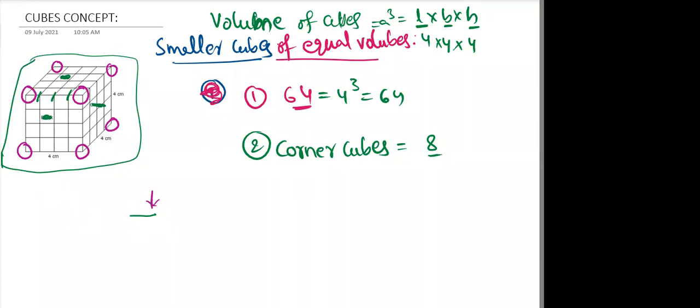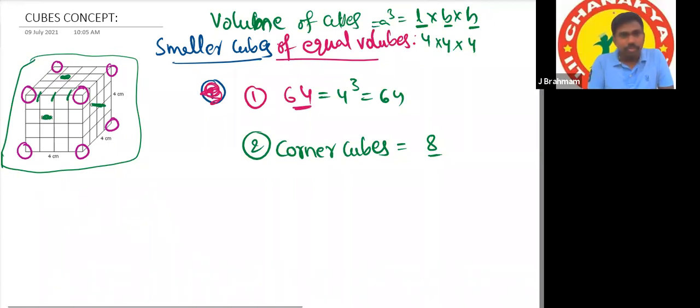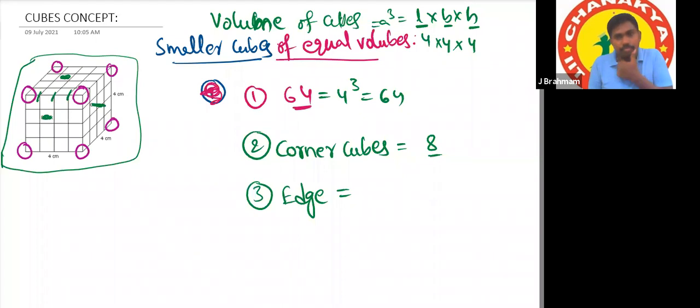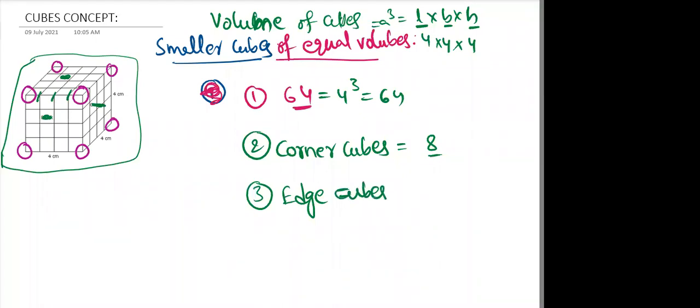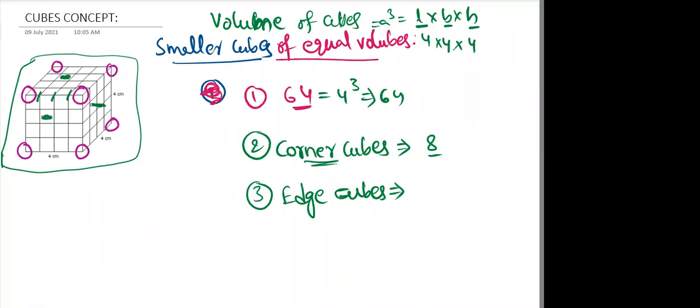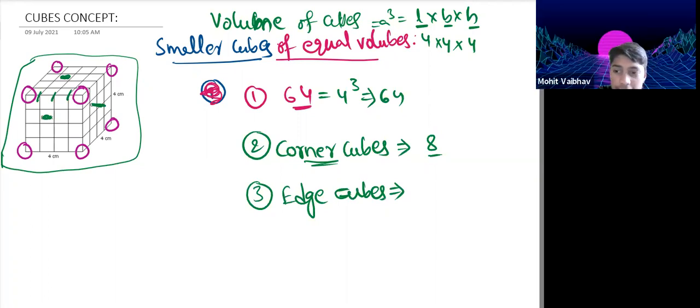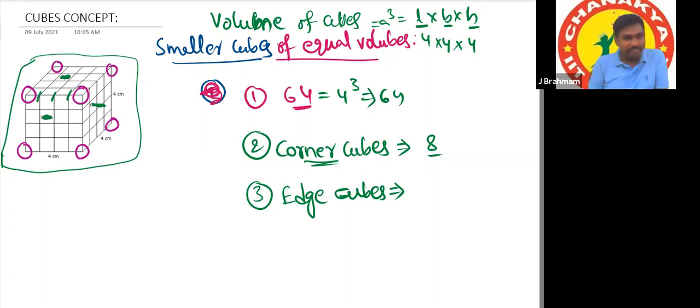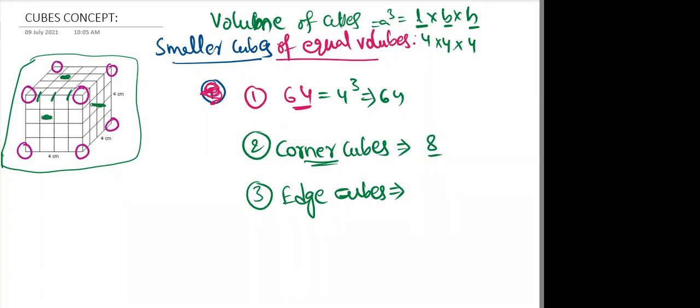Next, how many edge cubes are there, excluding corner cubes? 48? No, sir, 40? 48, sir. Excluding corner cubes.